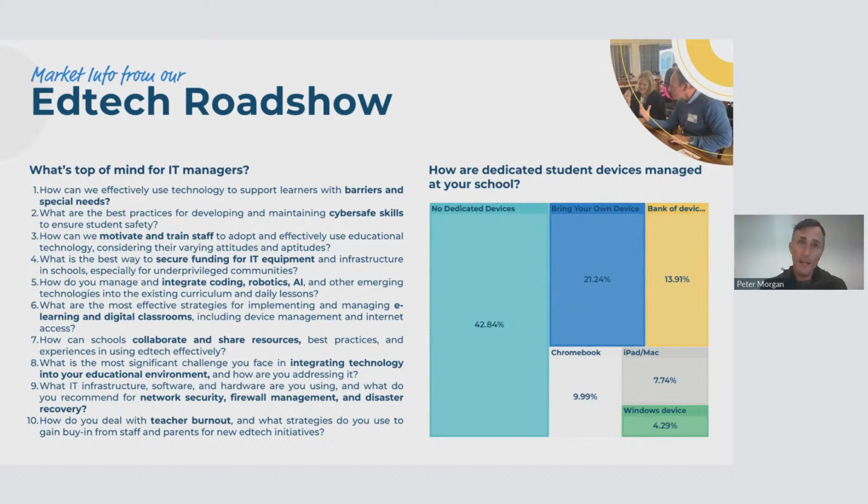Number five, integrating coding, robotics, AI, and other emerging technologies into the existing curriculum and daily lessons. I think that is a huge thing. They are going, how is your solution going to fit into what we are teaching and what we are providing? If it be a product that you are supporting teachers or the administration, how does this all work together? Number six, strategies for e-learning digital classrooms. You would have seen that 42% of schools don't have dedicated devices, or a lot of them are not feeling comfortable with the devices they have or the technology. And they're sitting there going, actually, how do I do this?